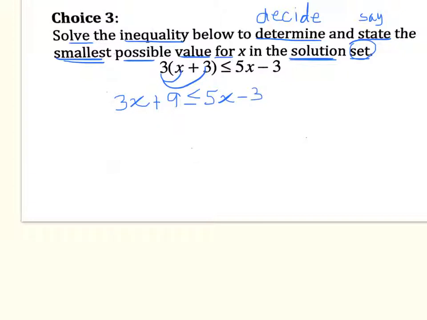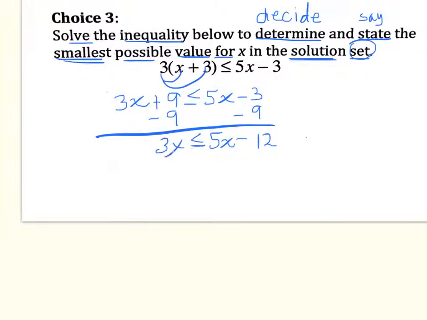I need to isolate my x, so first I'm going to get rid of my 9. That's going to give me a negative 12, 5x. I want to get rid of my 5x now. I'm going to subtract it from both sides. So I'm left with a negative 2x being less than or equal to negative 12.